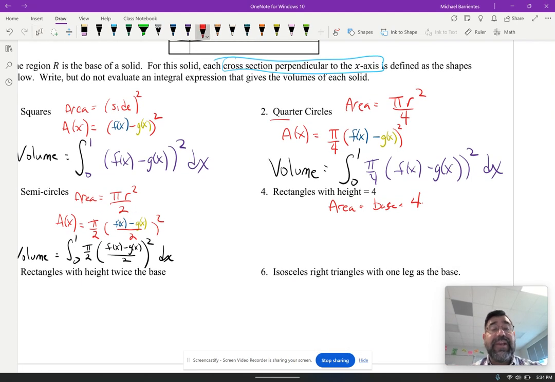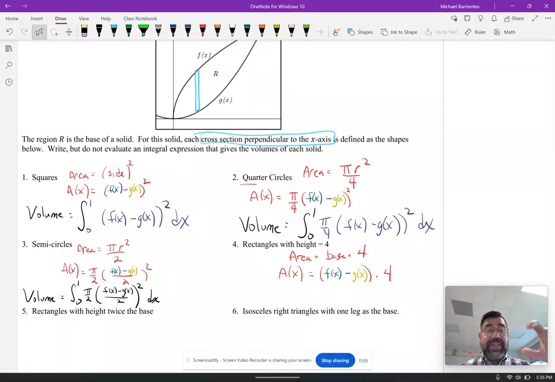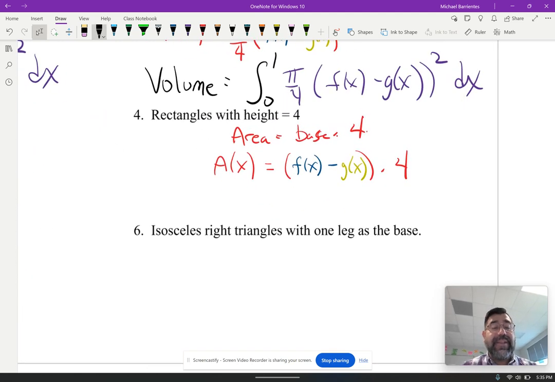So if I'm going to build the area function, it is base, which is top minus bottom, times 4. That is the area function, right? The blue rectangle that you're seeing in the picture is the base. The height is always 4, and it's projecting out towards us. So base times height, that's how you find the area of a rectangle. And now we can find the volume.